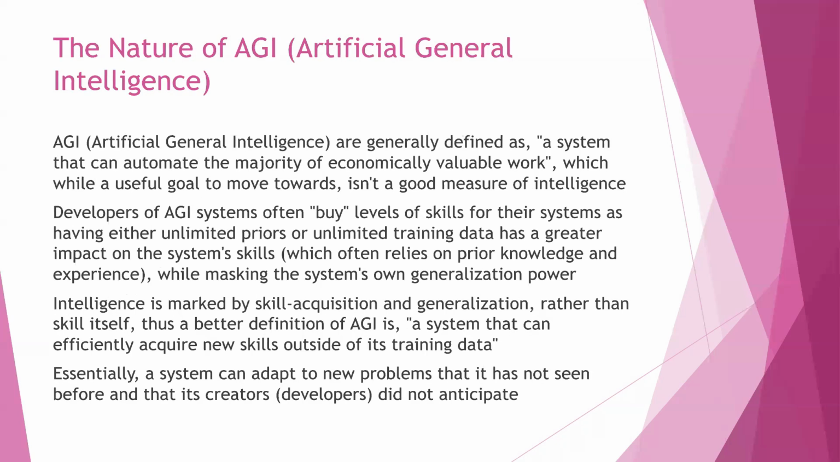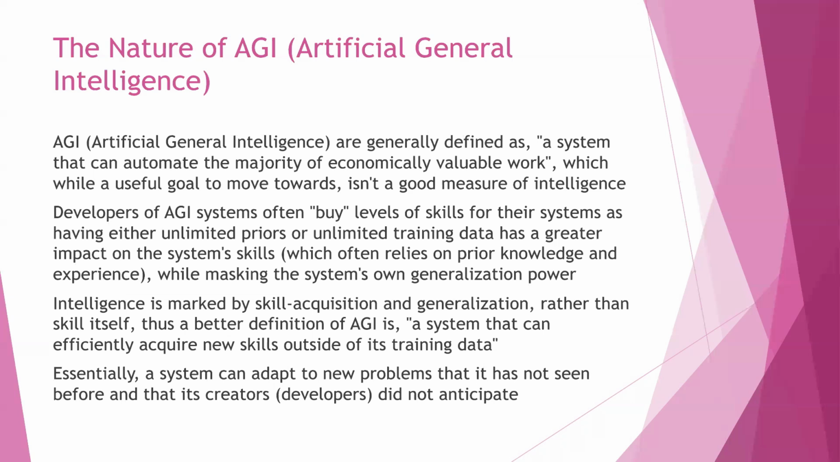AGI, or artificial general intelligence, is generally defined as a system that can automate the majority of economically valuable work, which, while a useful goal to move towards, isn't a good measure of intelligence. Developers of AGI systems often buy levels of skills for their systems, as having either unlimited priors or unlimited training data has a greater impact on the system's skills, which often relies on prior knowledge and experience while masking the system's own generalization power. Intelligence is marked by skill acquisition and generalization rather than skill itself.